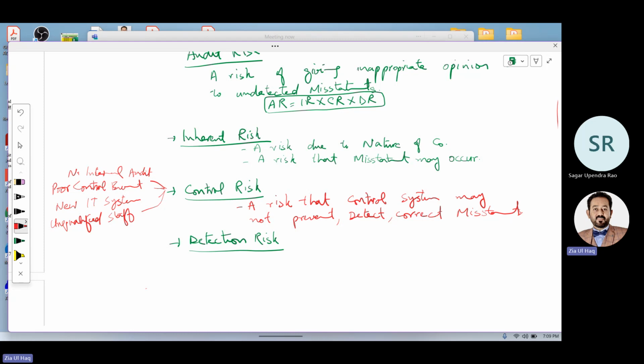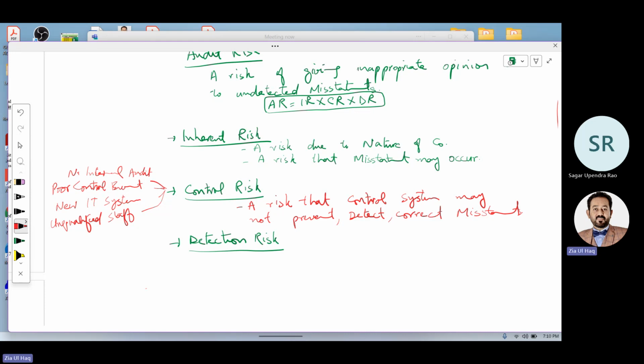New IT system. So due to early stage control weaknesses, misstatement may not be prevented, detected, corrected by the system. New IT system we can also link with inherent risk. Due to early stage control weaknesses, chances of errors in the financial statement if the accounting system is newly installed. And if staff is unqualified, so due to lack of knowledge, misstatements may not be prevented, detected, corrected by the system, it will be called control risk. And in an audit risk question, there will be either one or maximum two control risks. There will be more inherent risks.